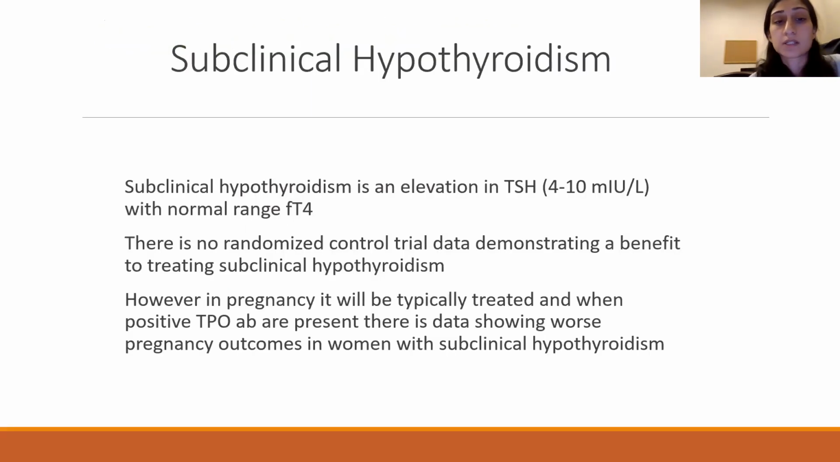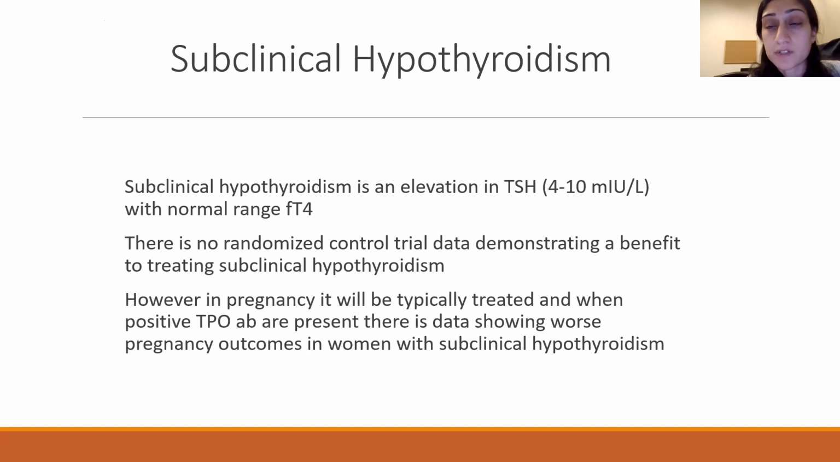So there's not a lot of evidence to support treating subclinical hypothyroidism. So when a TSH is mildly elevated, anywhere from 4 to 10 with a normal T4, we actually don't generally treat, unless there are a couple of instances where you could consider treating. One is if a patient is very symptomatic and you want to see if they improve with a low dose of levothyroxine, you could treat.